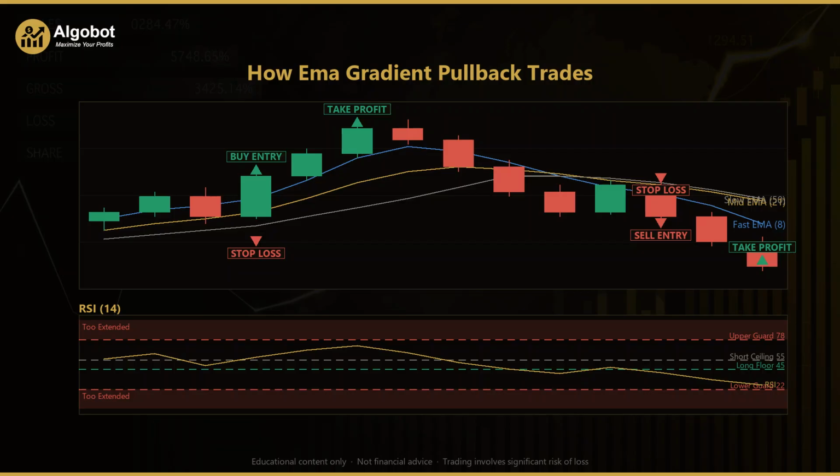So across both examples the recipe was identical. A clean, sloping ribbon to define the trend, a shallow pullback into the fast average, a reclaim with real momentum in the trend's direction, a supportive momentum reading, and then an objective, ATR-based plan for the stop and the target. That symmetry between the long and the short side is the heart of how Ema Gradient Pullback approaches the market.